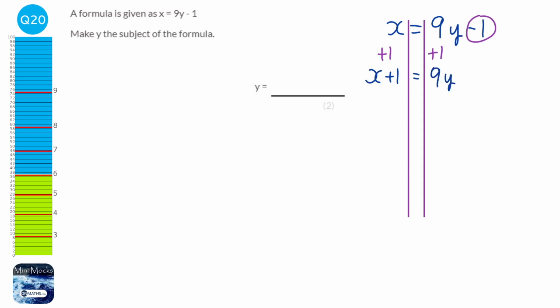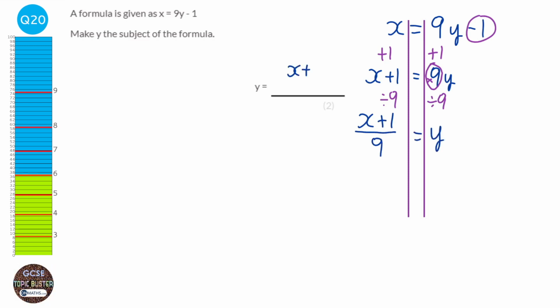What else do we have that stops y from being on its own? Well, there's times 9 here. So we're going to do the opposite, the inverse, which is divide by 9 both sides. And to do that nicely, we just do it as a fraction. x plus 1 over 9 equals y. So therefore y is x plus 1 over 9.